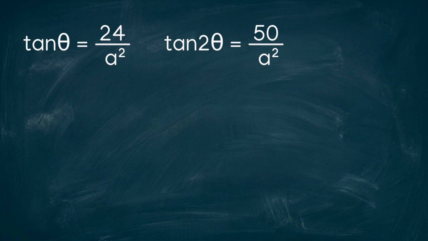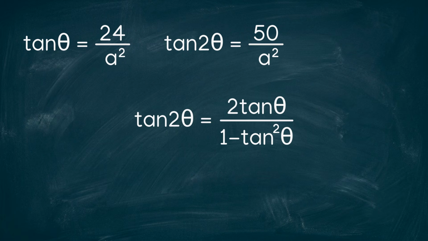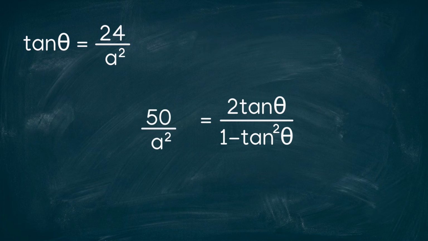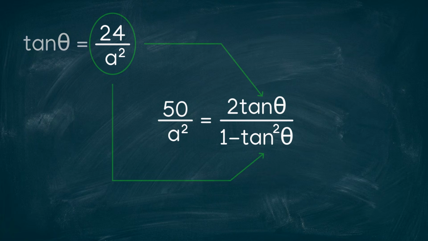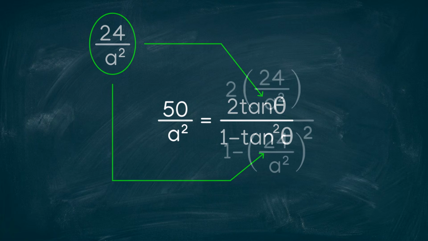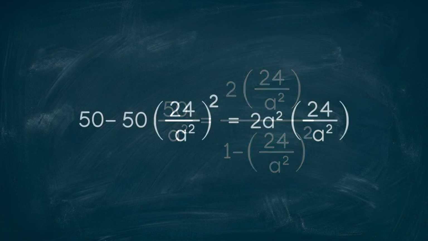From the trigonometric identity, we have that tangent of 2 theta equals 2 tangent theta over 1 minus tangent squared theta. Now, after doing a bit of algebra, we find that A squared equals 120.